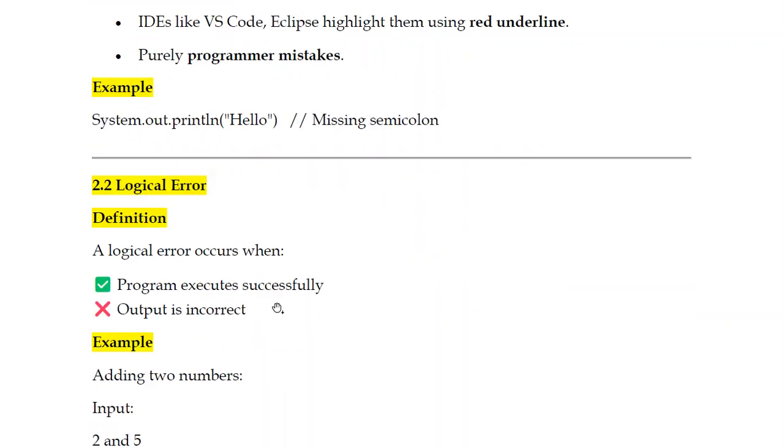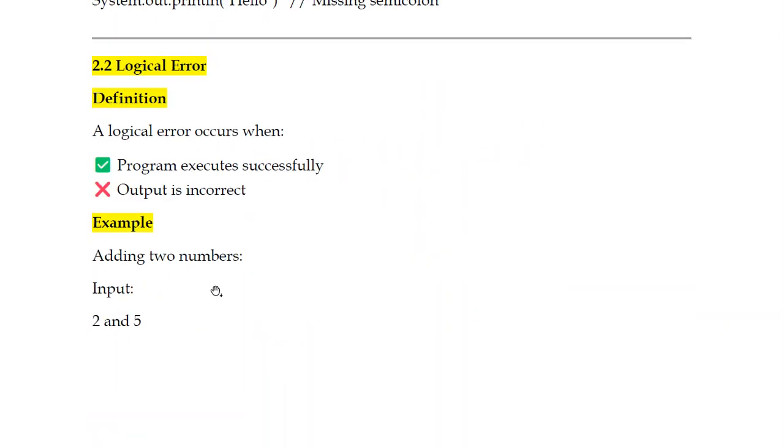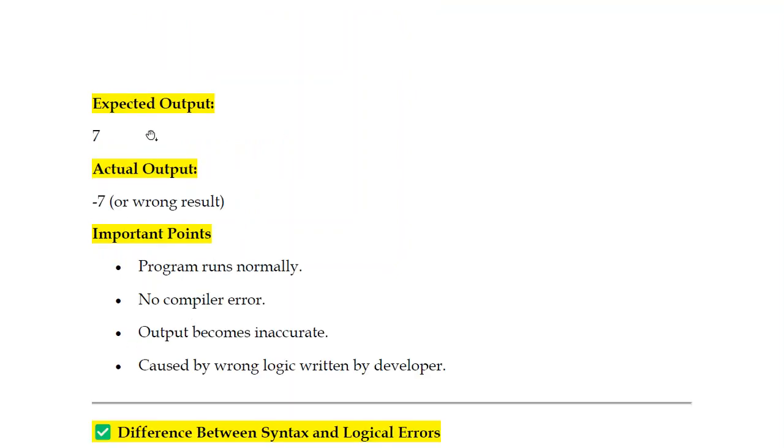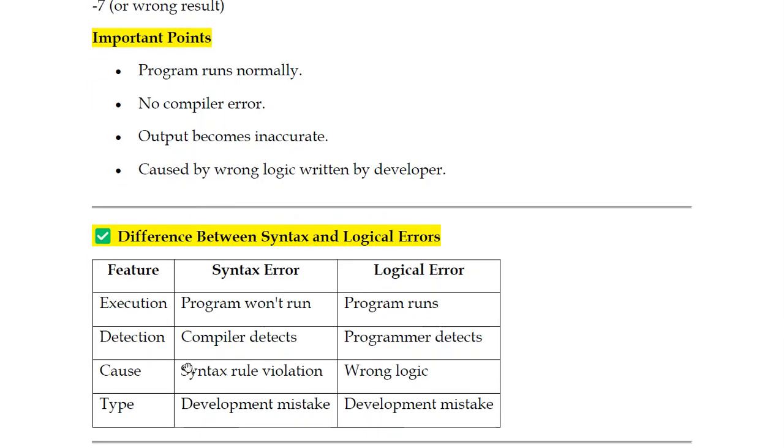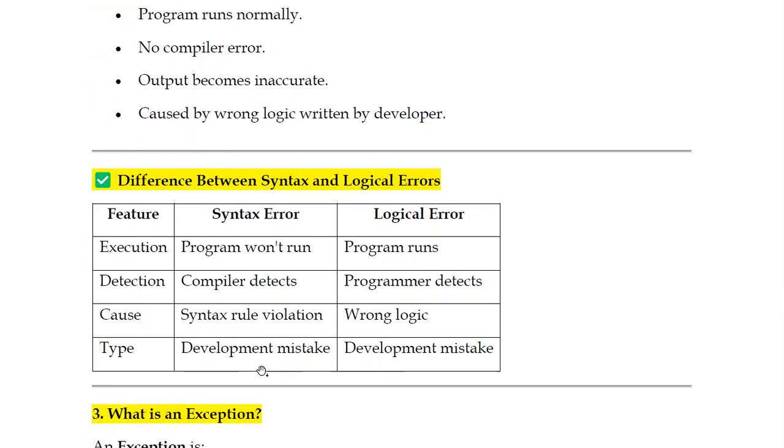Logical error is also a programmer or developer mistake. The program executes fine, but we are not getting the expected output. For example, addition of two numbers, 2 and 5: we are expecting 7, but if we get minus 7, then it's also a developer mistake. The developer may provide wrong logic. This is the difference between syntax and logical error.